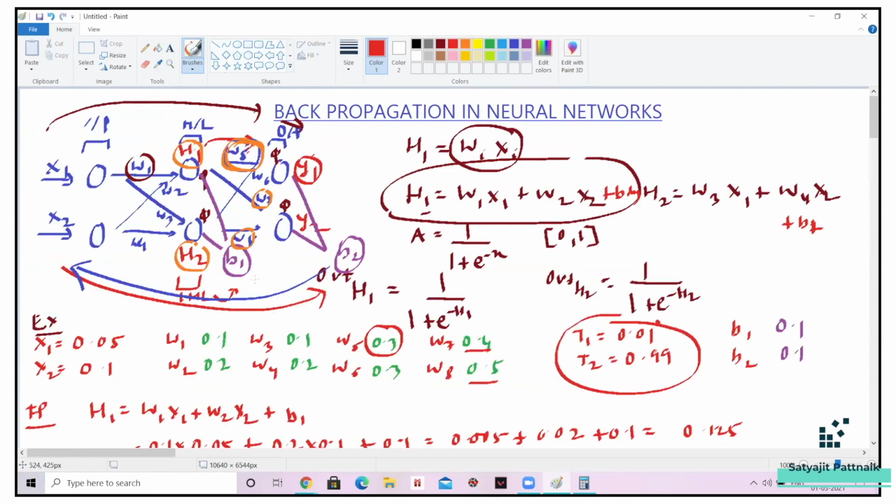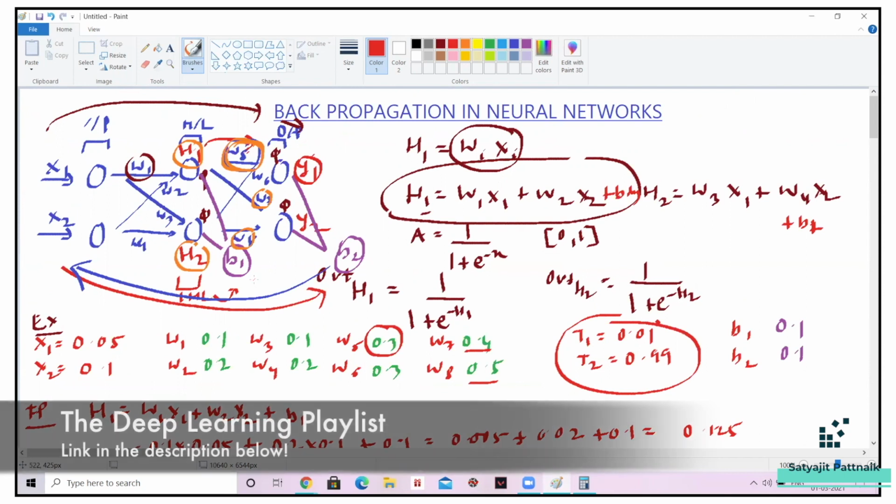So that's it from my side. I hope you understood backpropagation in neural networks. I tried to explain it as easily as it could be.